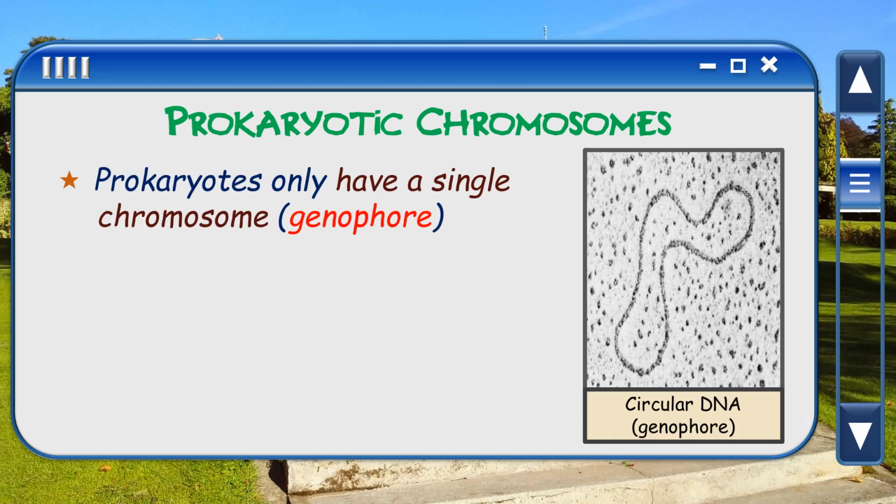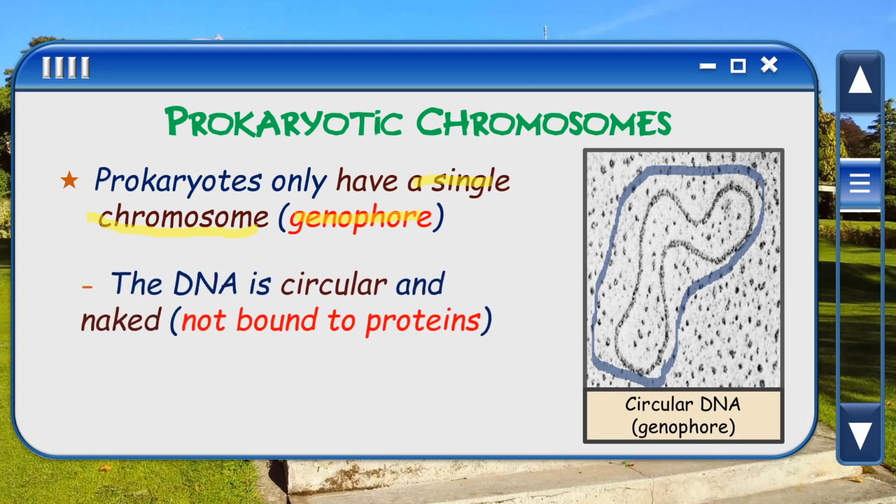Prokaryotes have only a single chromosome, and that chromosome we refer to as the gonophore. When you look at it, you can see that this chromosome is circular in structure. That is the DNA, or the chromosome, of a prokaryote. It is a single circular chromosome.